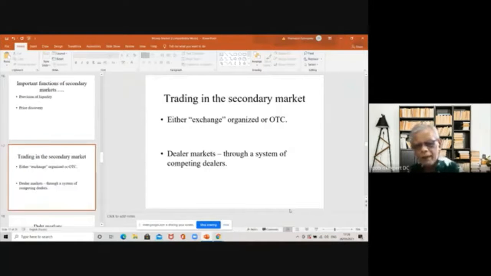Trading in the secondary market. Trading in the secondary market is the exchange organized or over-the-counter trading. Now, the Colombo Stock Exchange facilitates secondary market trading of the company shares. It's an organized exchange. And the treasury bills, treasury bonds, and any other instrument that is traded in the money market, always it is over the counter. There is no organized exchange there.